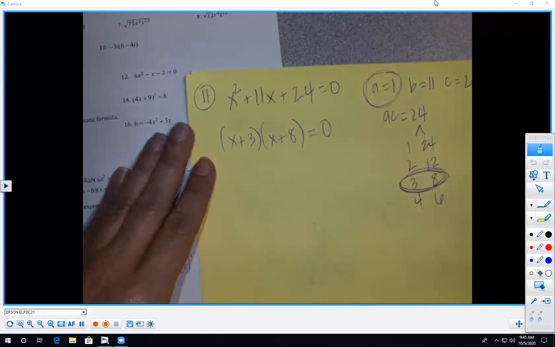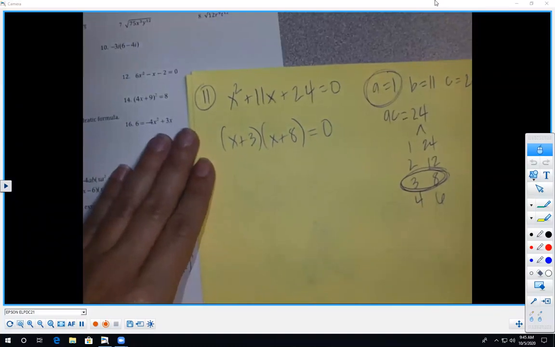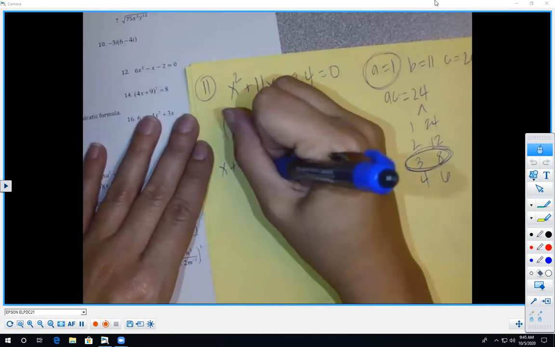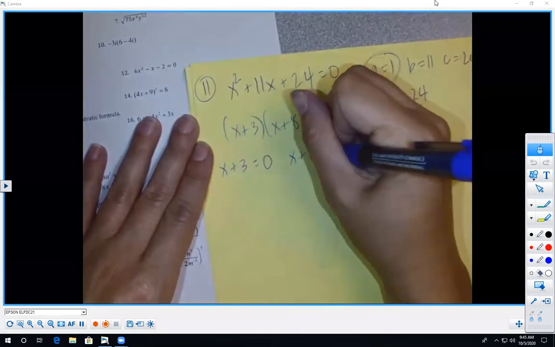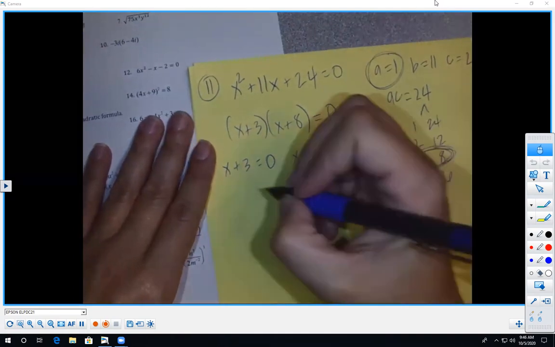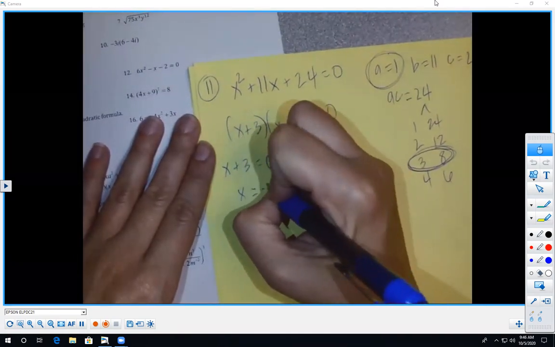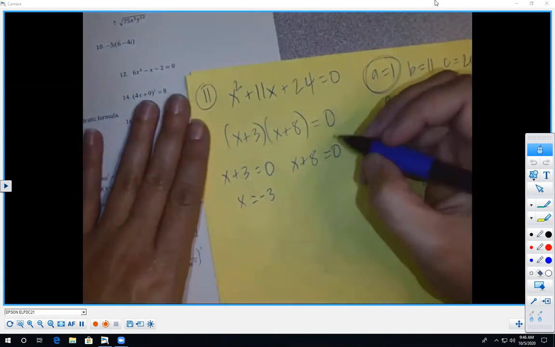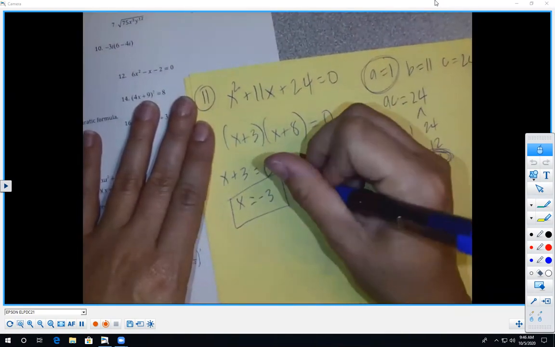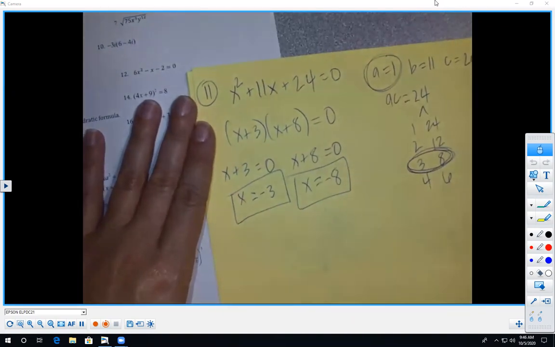How do I actually solve by factoring? Set them both equal to 0. X plus 3 equals 0. X plus 8 equals 0. Subtract 3, I get x equals negative 3. Subtract 8, I get x equals negative 8. And that's my answer.